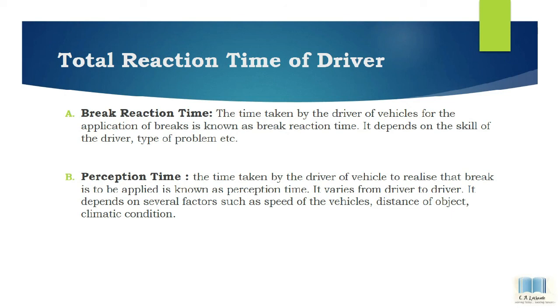And the second is perception time. The time taken by the driver of the vehicle to realize that the brake is to be applied is known as perception time. That is, when the driver realizes that he has to apply brakes, this time is known as perception time. The perception time varies from driver to driver. It depends on several factors such as speed of vehicles, distance of objects and climatic conditions.